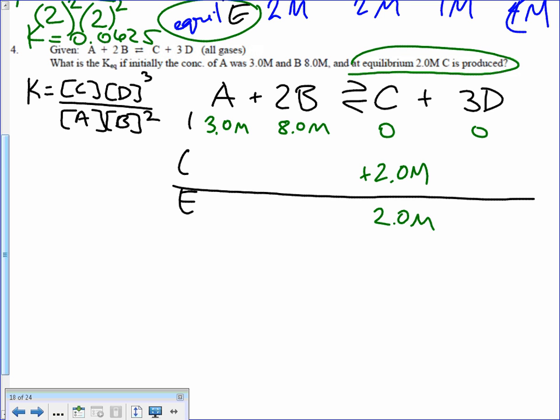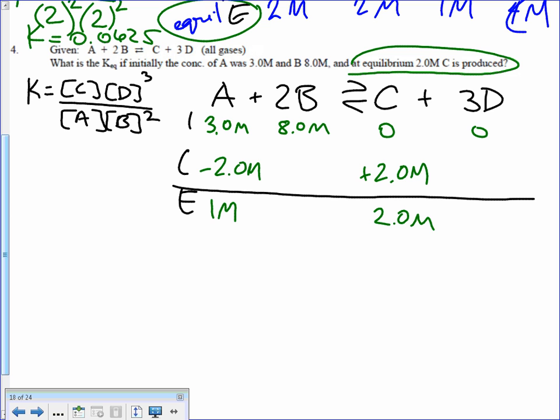Okay, so if C is adding 2, since it's a 1-to-1 with A, I'm subtracting 2 here. Are you guys cool with that? It's like a puzzle, right? So you know you're subtracting 2 here. So you know that at equilibrium you have 3 minus 2, which is 1 molar here. What else do you know? Well, there's a 3 there, but it's in a 1-to-3 ratio.